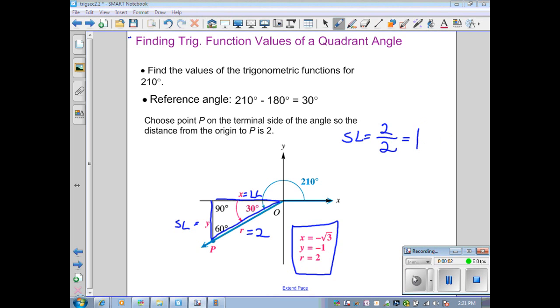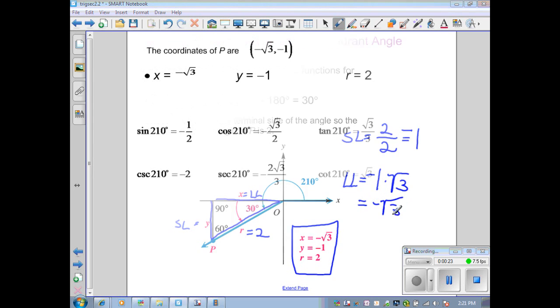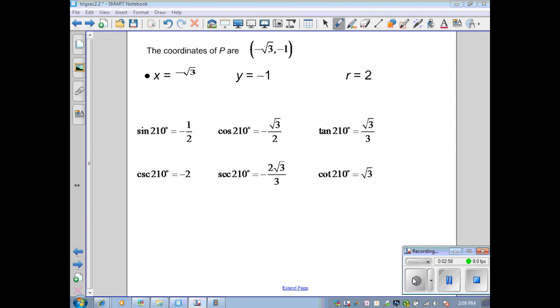But remember that our angle is in quadrant 3. So my short leg, which is y, is in quadrant 3, which makes y a -1. Now I can find my long leg. My long leg is equal to my short leg times the square root of 3. So my long leg is the negative square root of 3. Let's use the next slide to finish this problem up.